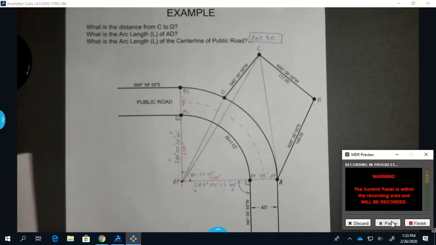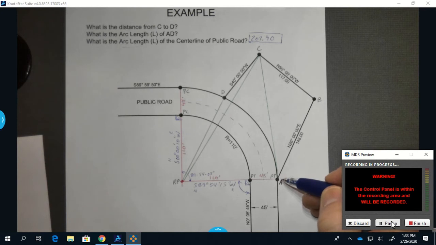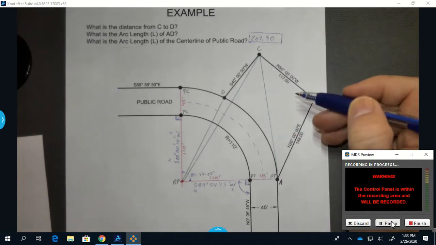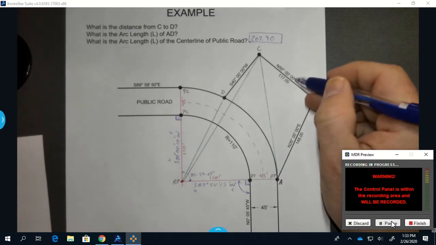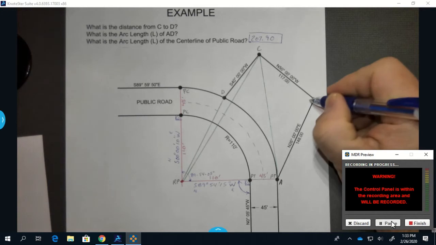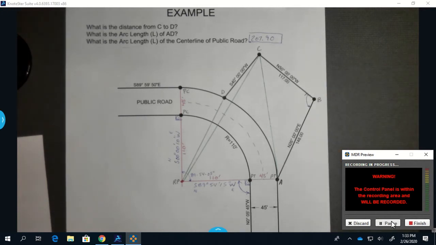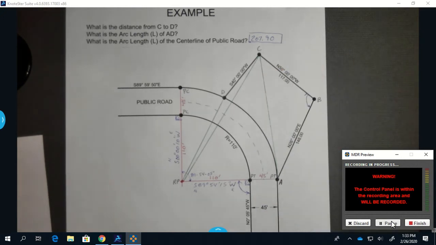So what should we solve for first? I think I'm going to try to solve the length of A to C first, because that's going to be the easiest one. We have a bearing and distance and a bearing and distance, so we'll be able to figure out this interior angle here. Then we'll have side, angle, side, and then we'll be able to solve that distance and bearing.